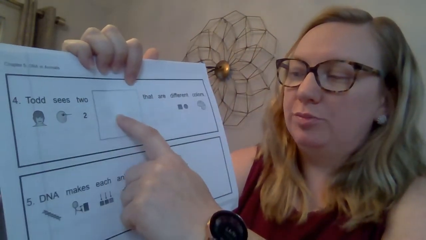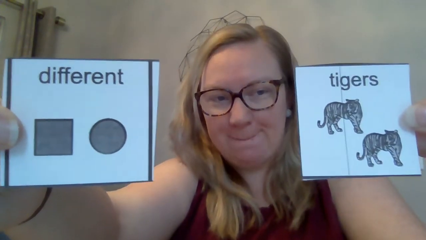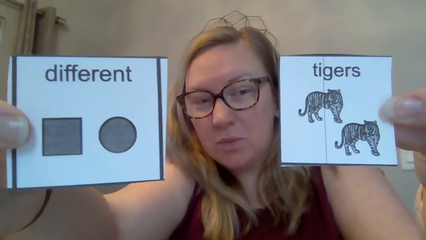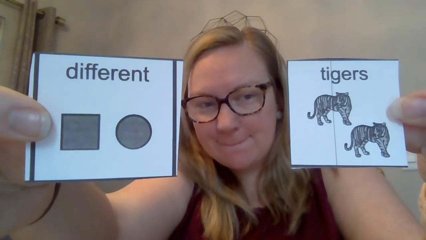Todd sees 2 blank that are different colors. That sentence doesn't really make sense. Todd sees 2 different that are different colors, or Todd sees 2 tigers that are different colors. Okay, so I'm going to tell you the answer is tigers. Which picture has a picture of tigers? This one, yeah, great job. Here's the tigers. Todd sees 2 tigers that are different colors. Great job looking at tigers.